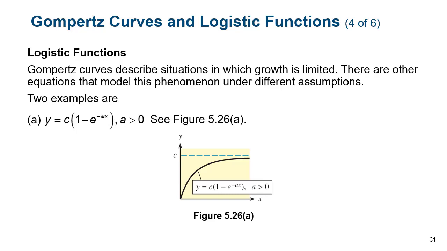Well, Gompertz curves describe situations in which growth is limited. There are other equations that model this under different assumptions. 2 examples are given. We've got y equals c times 1 minus e to the negative ax, where a is greater than 0. And we can see that when we graph that, we get something that looks like a Gompertz curve. It also looks like a log.